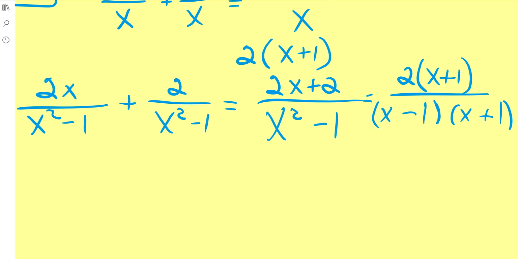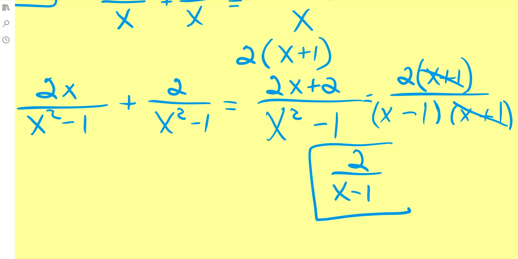I factored both components of the numerator and denominator. So the x plus 1's cancel out, and I'm left with 2 over x minus 1. And this is our answer. So we make sure we break that down and factor because we're looking for something that we can cancel the numerator and the denominator with. Okay, very good. Let's go on to practice problem 3.